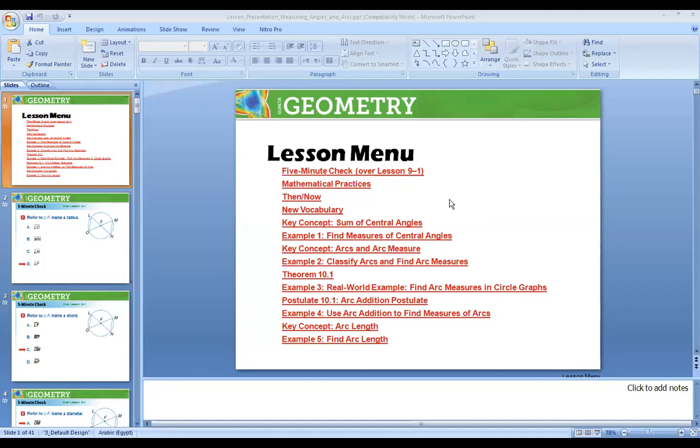Let's start our session. This is a new lesson. Its name is Measuring Angles and Arcs. Alaikum salam. Measuring angles and arcs is the name of our new lesson.